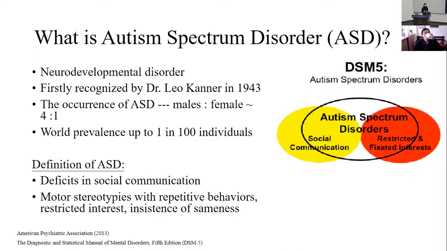ASD is called autism spectrum disorder, which means that this disease contains lots of symptoms. So how can we define whether a patient or a mouse model is autistic? This is defined by the American Psychiatric Association using the manual called DSM-5. In this manual, it is described that autism patients or models will have two major characteristics: a deficit in social communication and repetitive behavior.